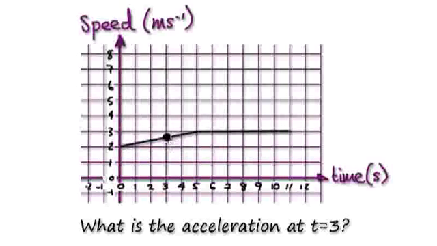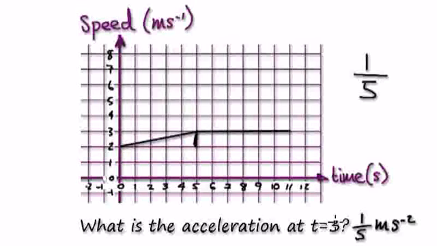Well, the gradient at time 3 is the same as the gradient at time 2, which is the same gradient as at time 1. So basically, work out the gradient of this line. Let's use this triangle here. The gradient would be the up and down here, which is 1, divided by the across here, which is 5. So the gradient here would be 1 over 5. So the acceleration is 1 over 5 meters per second squared.